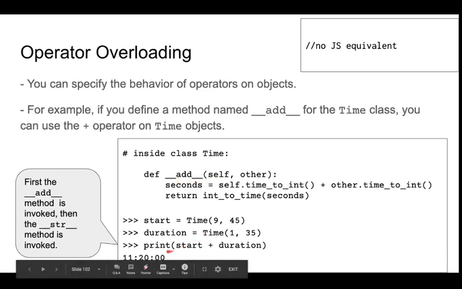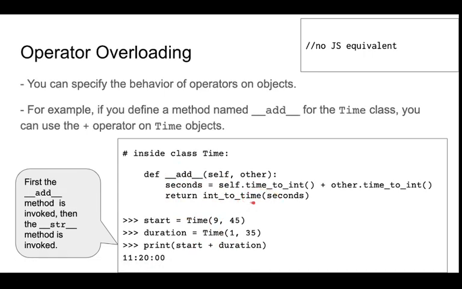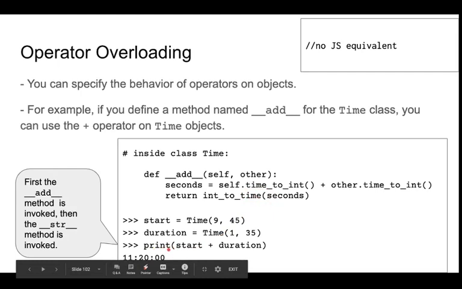And then this line right here, the print, this first part, inside the parentheses, that's going to be two time objects, right? Start and duration. They're being added together. Python now knows how to do that. It'll look here. Once that's done, notice here a time object is returned. So then it calls the underscore underscore str underscore underscore method.